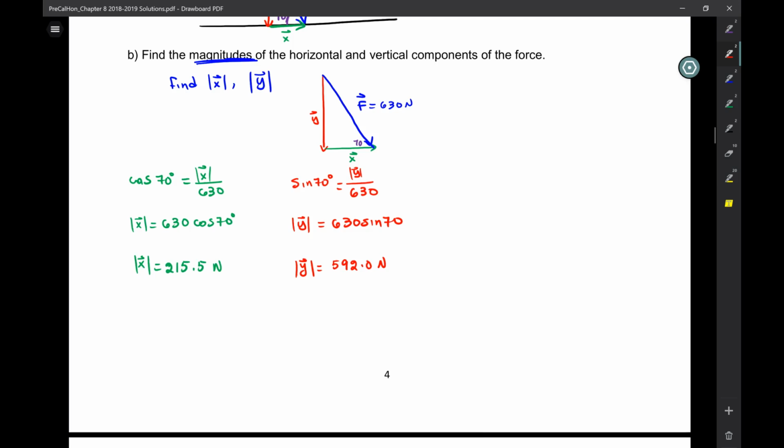Now, we said before that X and Y add, in quotes, to make the vector F. If you add the numerical values of the magnitudes of X and Y, do they add to 630? No, they will not, because vector addition is not numerical addition. And we'll see later how they actually add to each other.